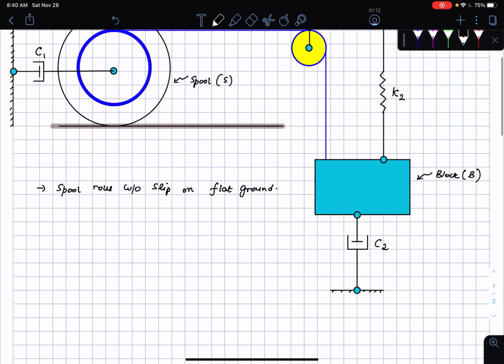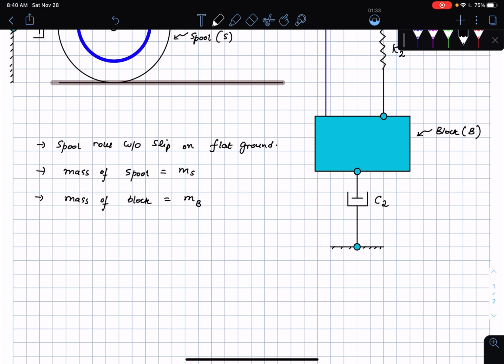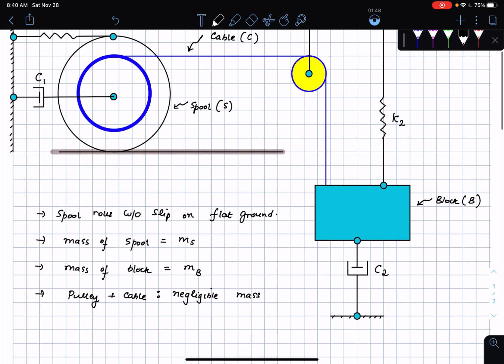Okay, let's say that the mass of the spool is m suffix s. Mass of the block is m suffix b. Okay, and the cables and pulleys are massless, negligible mass, and let's say that the inner and outer radius of the spool are given to us.